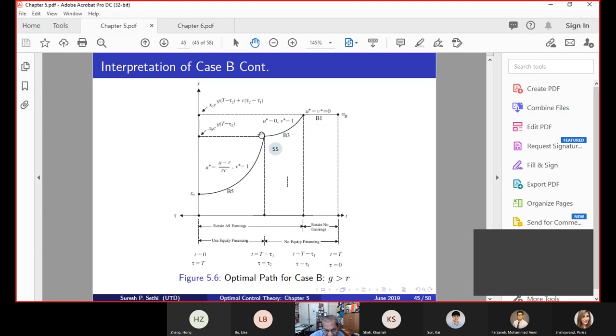Then we will see that at this point, which is tau 2 on this side, I will switch, and I will raise external equity to grow faster than R. Why do I switch here? Because here I will be indifferent between raising external equity and not raising external equity. Remember, V star is 1 here. So that continues. Dividends are still being paid out fully. But external equity is zero here, and external equity is not zero here. And here is the indifference point.